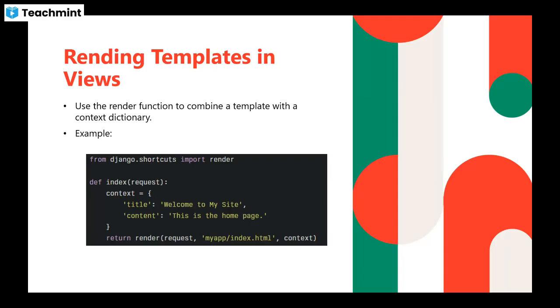In context, I'm sending a dictionary. In that dictionary, the first one is title and the second one is content. Those can be accessed on your HTML page. Like this, you can create templates, attach them to your particular views, and then send back to the presentation layer. Let us see how to do that.